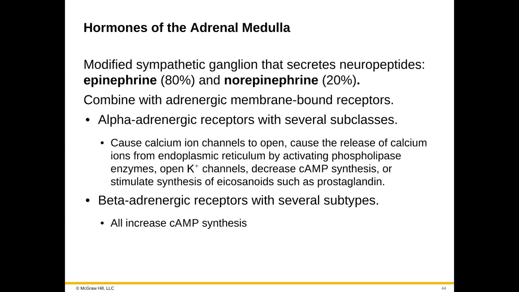It can cause calcium ion channels to open, the release of calcium from the endoplasmic reticulum. That's going to activate phospholipase enzymes, opening potassium channels, decreasing our second messenger cAMP, which we talked about in chapter 17. So decreasing our cAMP synthesis for our second messenger. It can stimulate the synthesis of things such as prostaglandin. Now, when it acts on beta adrenergic receptors and the various subtypes, this can increase cAMP synthesis. So you can see that there's an inverse relationship depending on which adrenergic receptor these hormones are going to bind with.